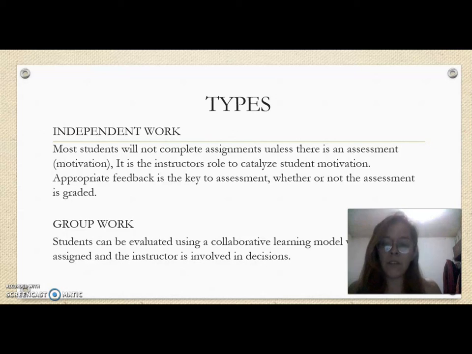And also, we have group work. Students can be evaluated using a collaborative learning model where tasks are assigned and the instructor is involved in decisions. So when you are working in a group or in teams, you are using what is called constructivist methodology, because the students give their ideas.